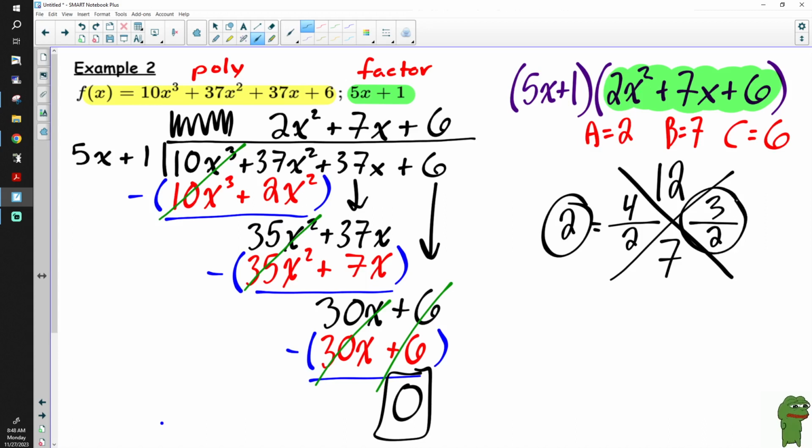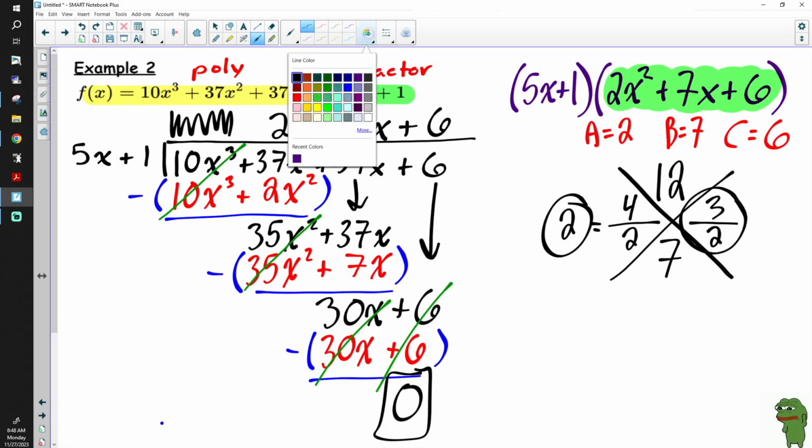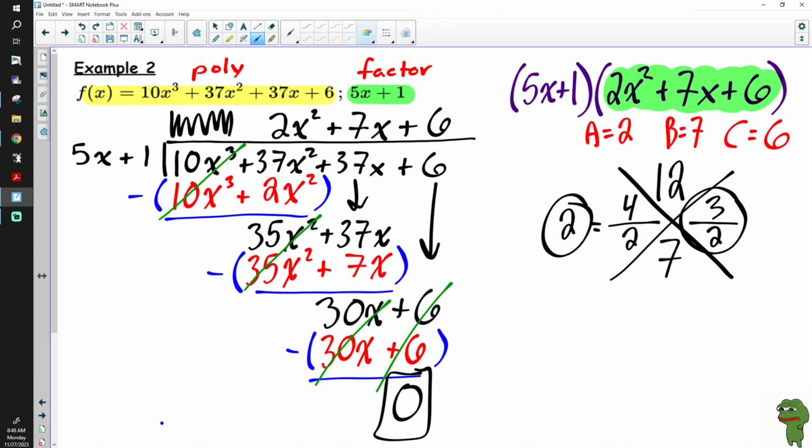So those will make up our 2 final factors. How do I write 2 as a factor? X plus 2. How do I write 3/2 as a factor? 2x plus 3. Remember the denominator swoops. Remember swoop? Remember the good old swoop days? The 2 swoops to the front, the 3 stays at the end. And what was our one other factor that we had at the beginning? 5x plus 1.